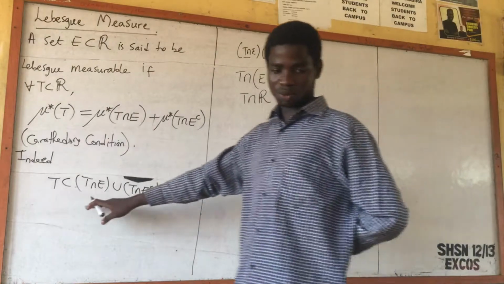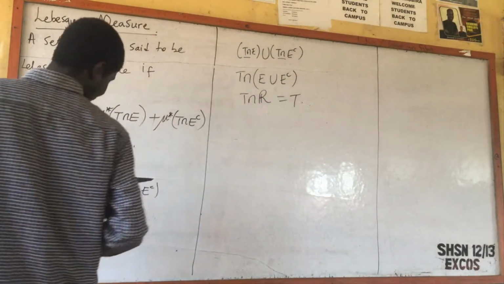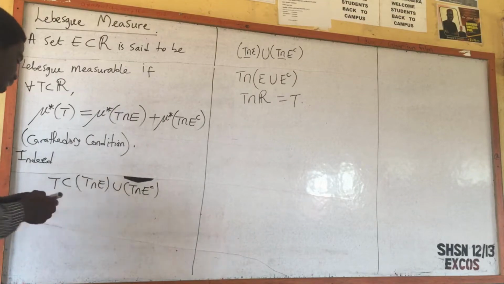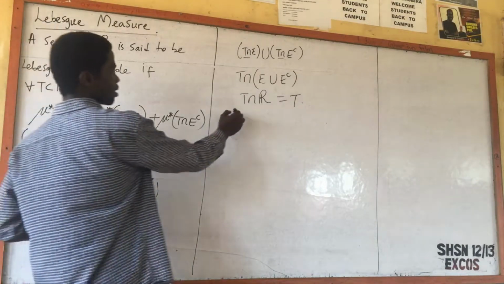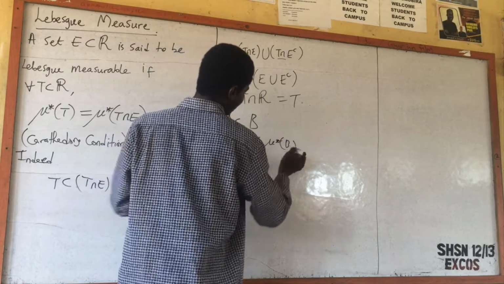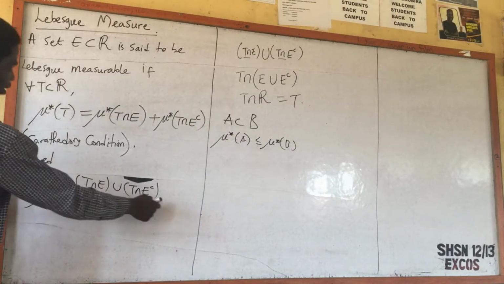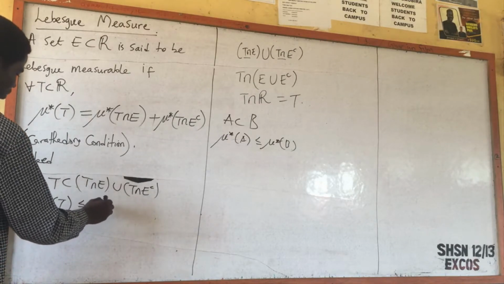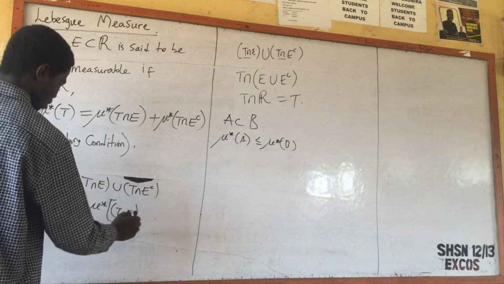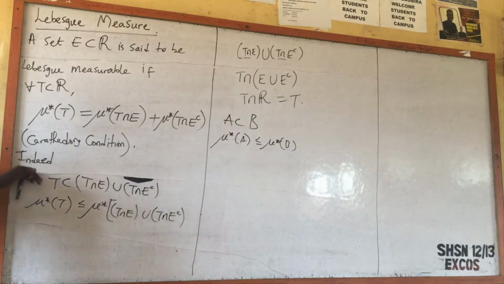So obviously T is inside this set, and by monotonicity of the outer measure, which means that if A is a subset of B, then the outer measure of A is less than or equal to the outer measure of B, the outer measure of T is less than or equal to the outer measure of T intersection E union T intersection E complement. What I'm writing here is always true.